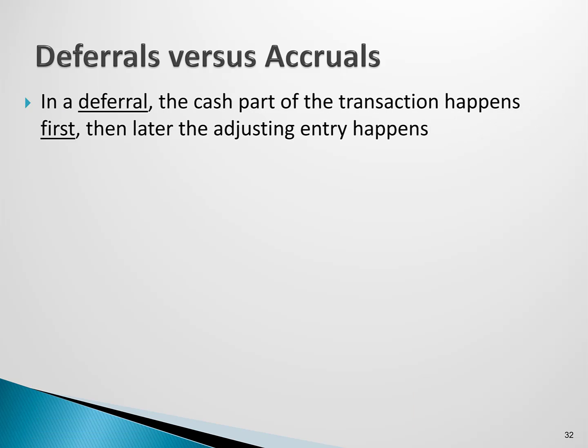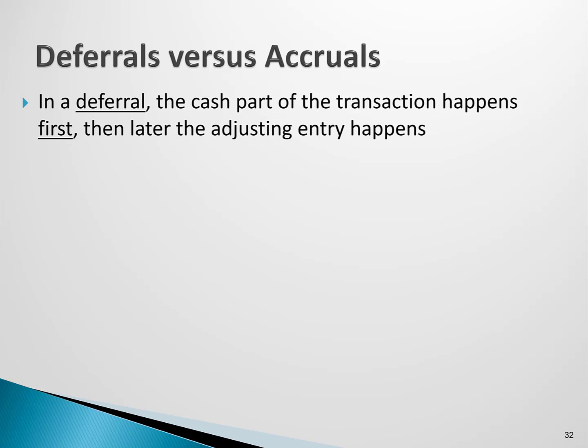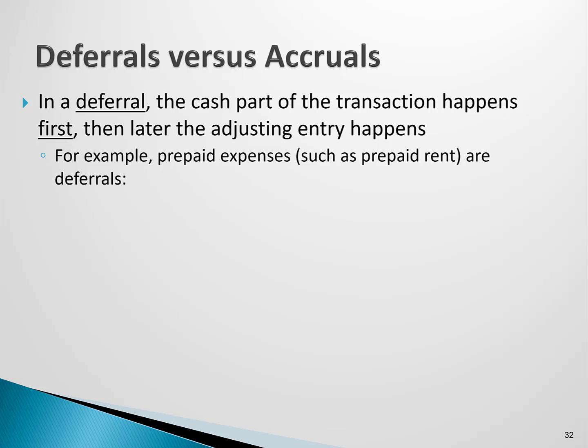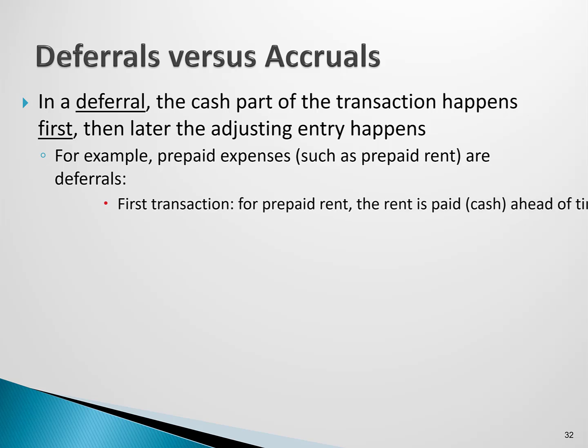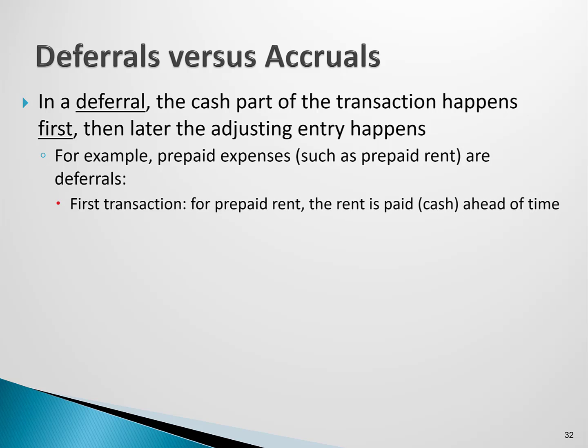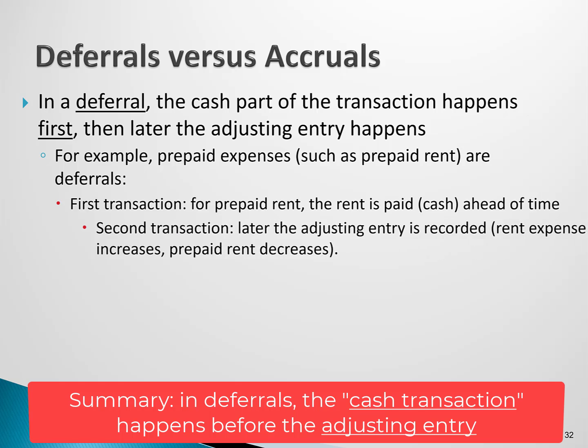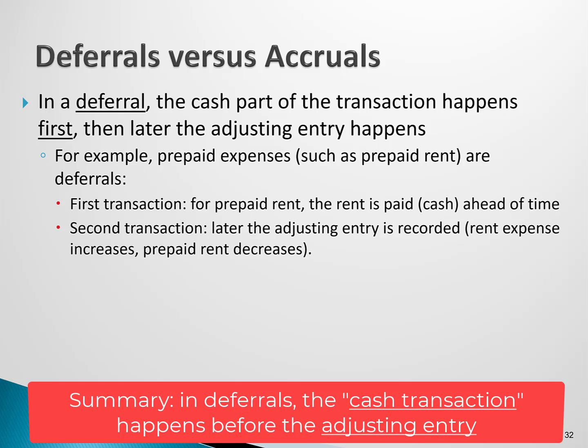In a deferral transaction, the cash part of the transaction happens first, then later the adjusting entry happens. For example, prepaid rent is a deferral. How do we know that? Well, first, the transaction is you pay for the rent ahead of time. And when you pay for rent, cash is being affected. And then later, the adjustment happens. And remember, adjustments never involve cash. So in the adjustment, rent expense increases and prepaid rent decreases.